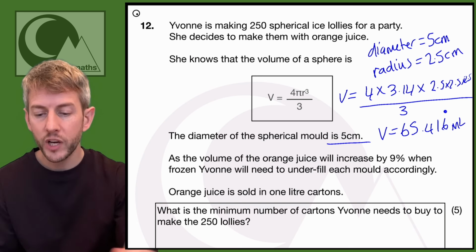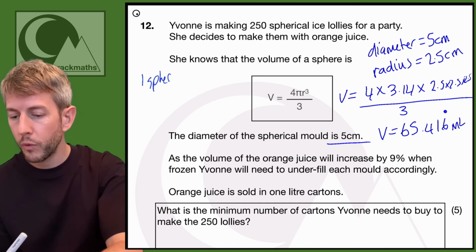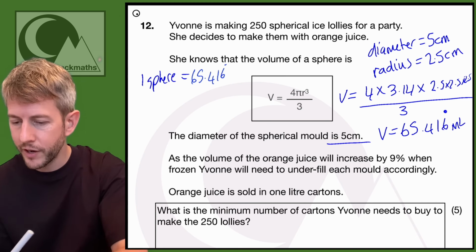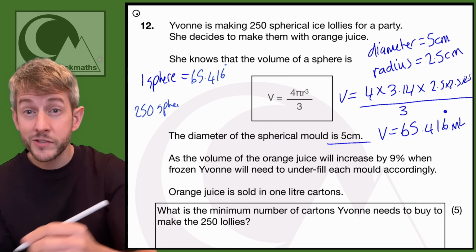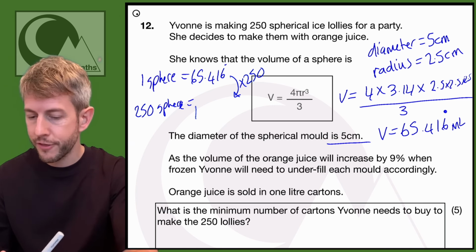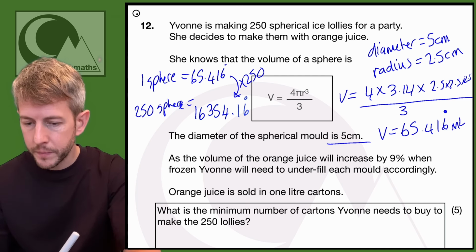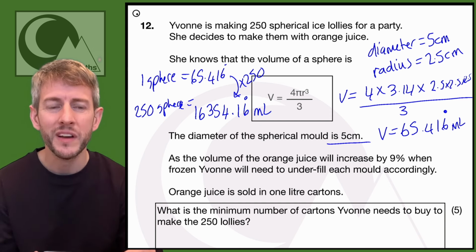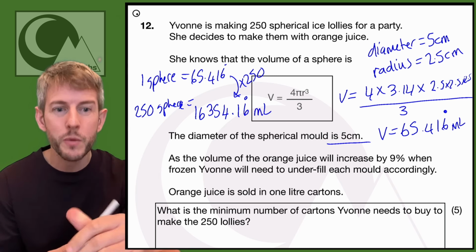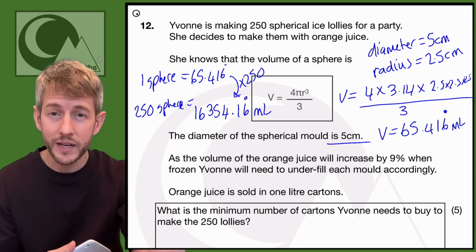Right. If this is the volume of one sphere, we want 250 spheres. So if I know that one sphere equals 65.416 recurring, I know that 250 spheres equals this times by 250. So I'll times that by 250 now. And so this equals 16354.16 recurring mils. Right, okay, here we go. So we've got the 250 spheres here. So this bit would get you 2 of these marks maybe, because you've substituted into the formula and you've multiplied it by the number that you want.